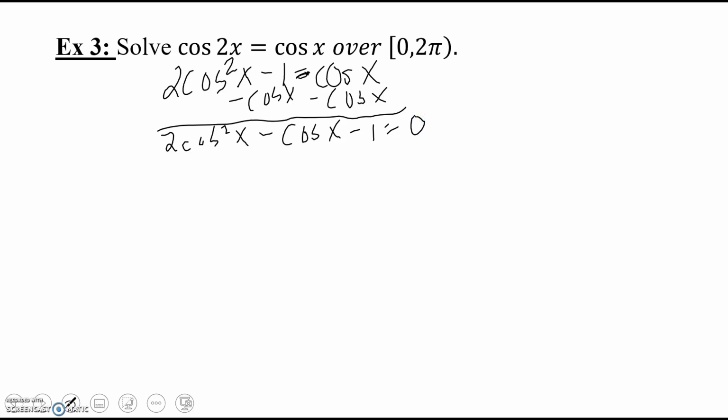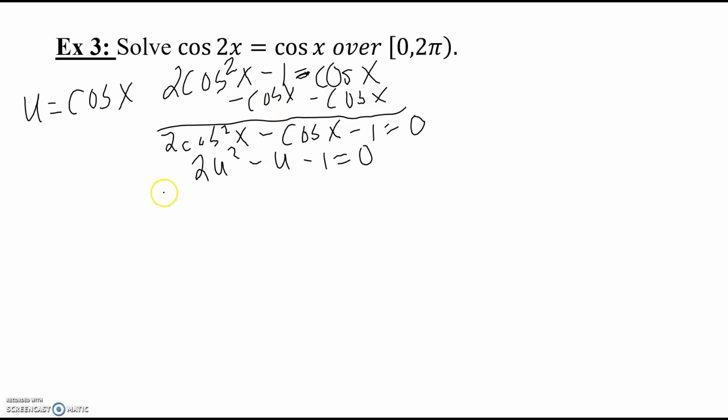The easiest way to solve it is to let u equal cosine of x, this is called u substitution, so that you can see the quadratic, and that will become 2u squared minus u minus 1 equal 0. And so you would want to factor this because there is a number in front. You could use the quadratic formula as well, but I'm going to factor this. Because there's a number in front, I have to do the AC method.